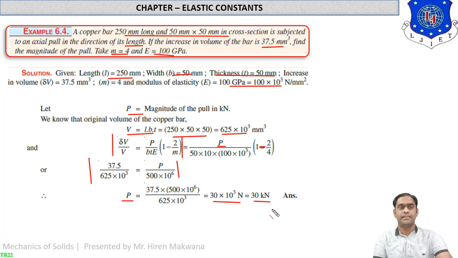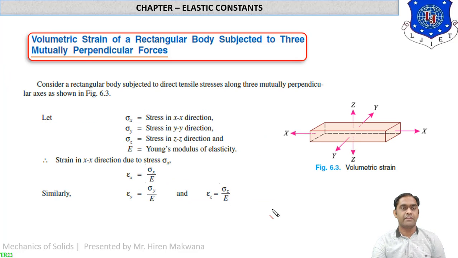Nothing else. Let us discuss the next topic, which is volumetric strain of a rectangular body subjected to 3 mutually perpendicular forces. In the previous case, the rectangular body is subjected to one and only one tensile force, which is along the length direction. But in this case, you can see X, Y and Z. Along all the 3 directions, tensile forces are acting. So sigma X, sigma Y and sigma Z are corresponding stresses in X, Y and Z direction respectively. E equal to Young's modulus.